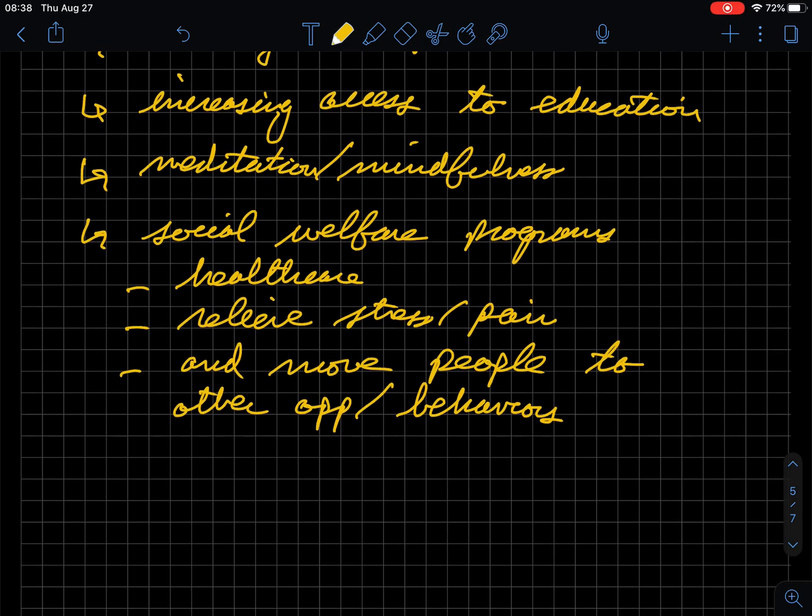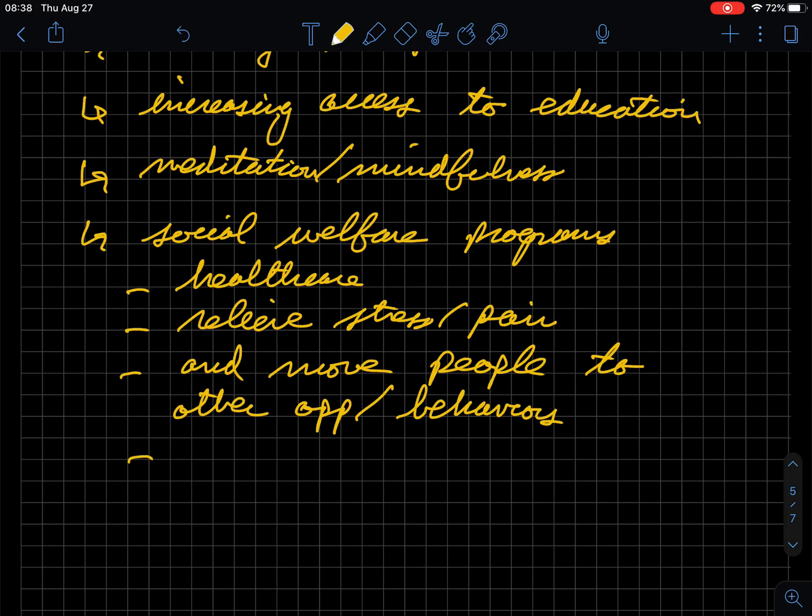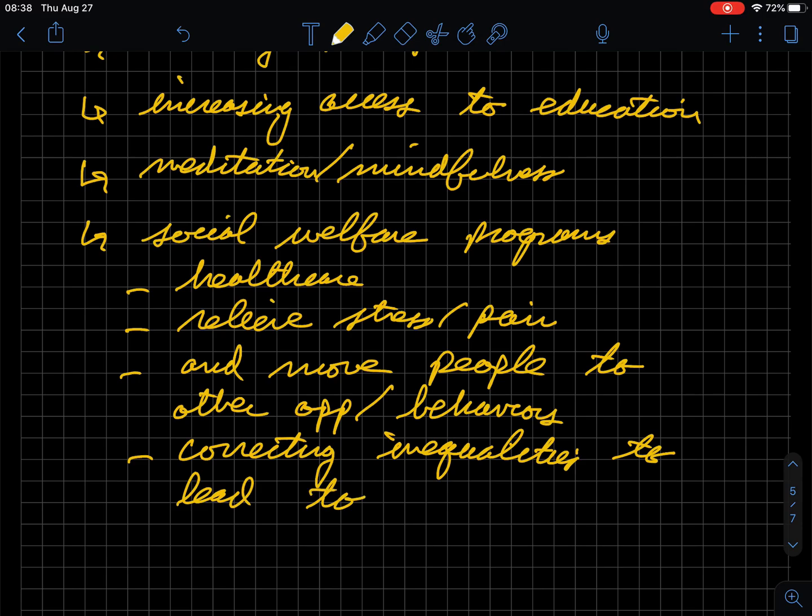So social structure stuff is about correcting inequalities to lead to decreases in crime. Okay, so I think we've effectively covered that section.